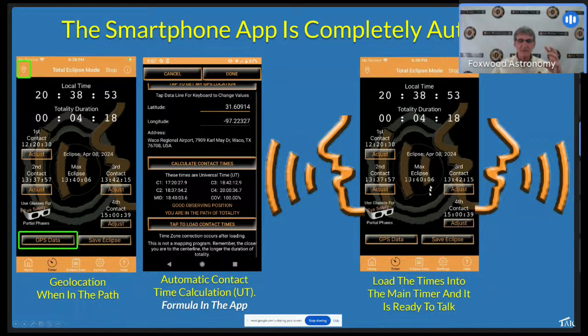And when you load them into the timers, it converts it to the local time and the app is armed and ready to talk. Now remember, there's a 1 hour difference right now because we're on standard time and the eclipse is in daylight savings time. So that hour, if you use the app right now and you load these times, you're going to be an hour early in the local times, but that will correct after March 10th.